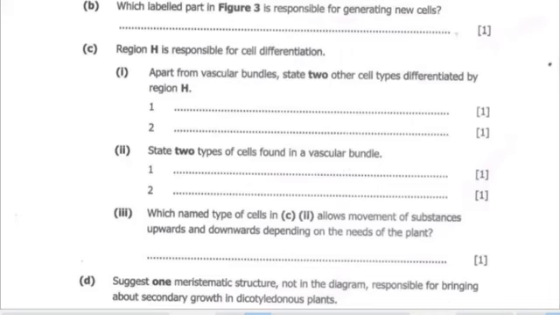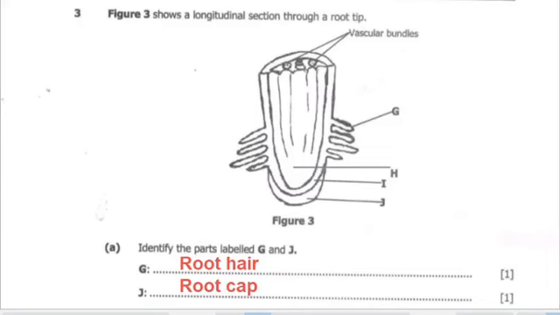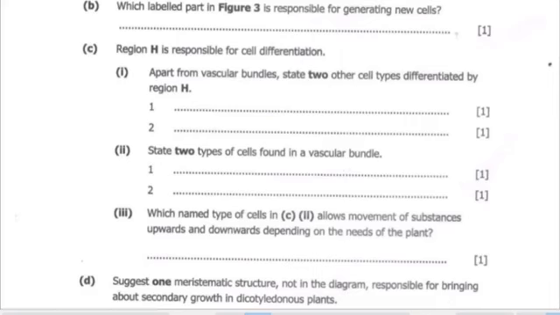So let us now move on to our question B. Our question B reads: which labeled part in figure 3 is responsible for generating new cells? So they want us to identify the labeled part in this figure which is responsible for generating new cells. So new cells are going to be generated at the region labeled what? I. That is where we have the meristematic cells. So I hope you have heard what I've said. New cells are going to be generated at the part labeled I.